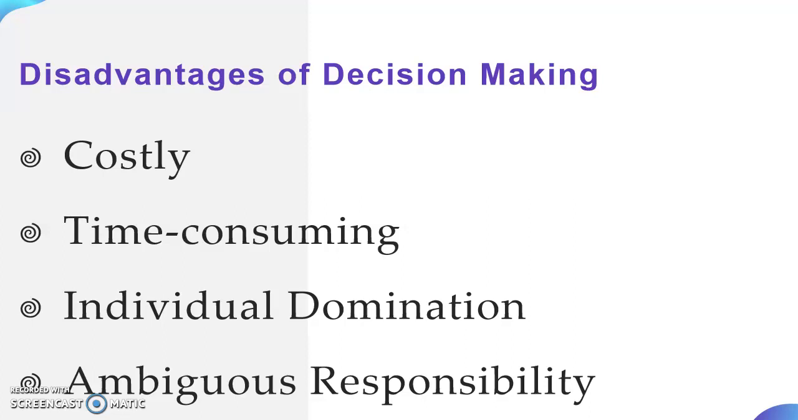Next, the last one, ambiguous responsibility. Another disadvantage of decision making is that responsibility is not clear. In the case of individual decision making, responsibility is on a single person. But in case of group decision making, the whole group is involved and responsibility is not clear. This reduces the scope of accountability to one person.